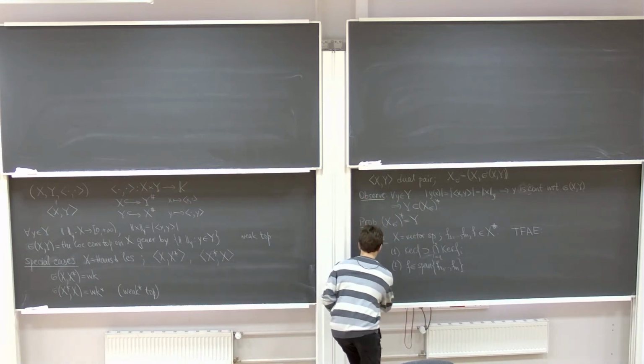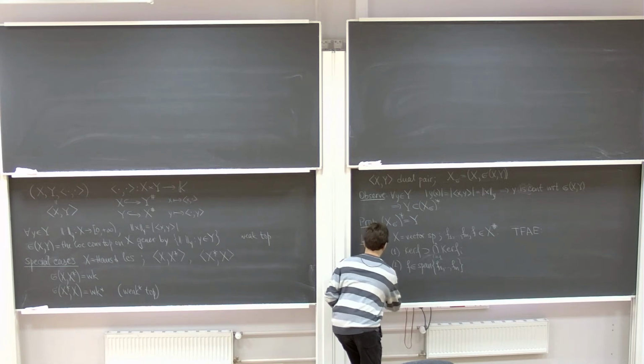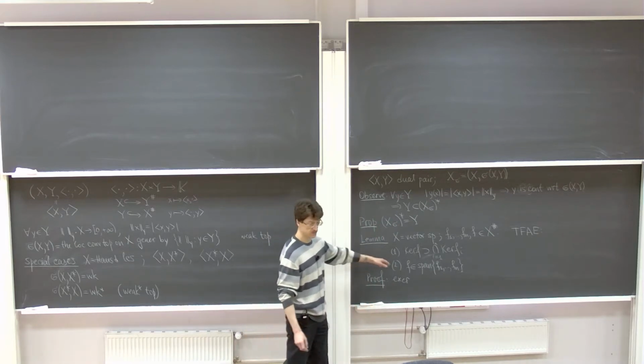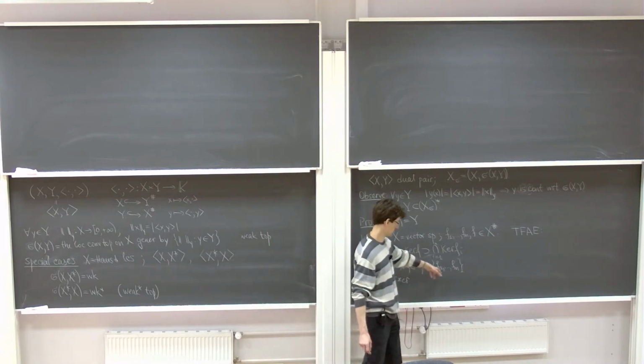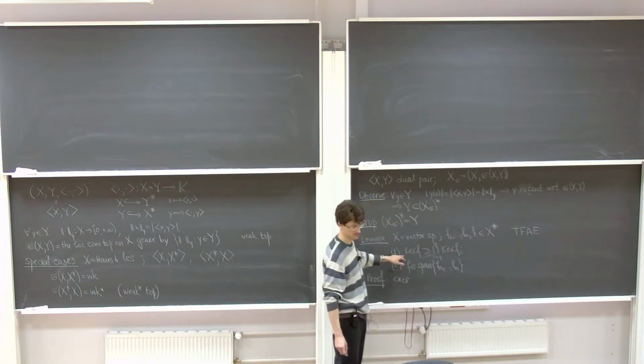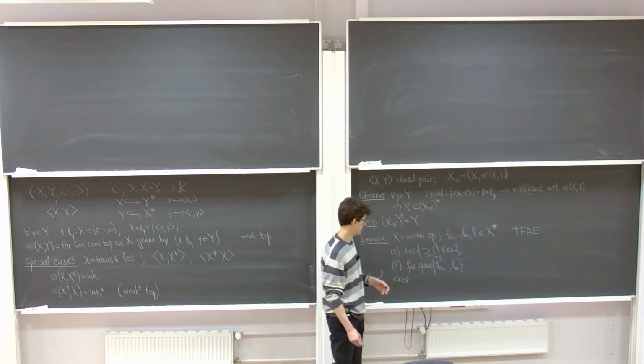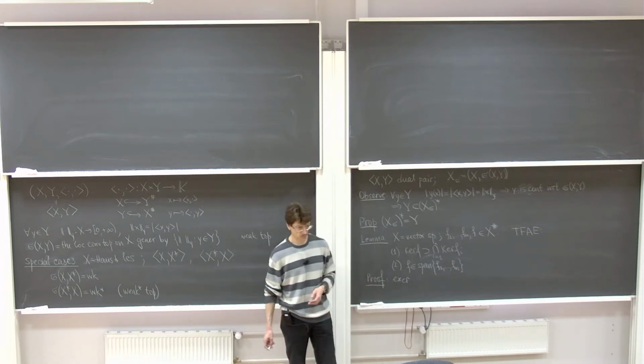The proof is a simple exercise in linear algebra. Of course, it's clear that 2 implies 1. If F is a linear combination of these functionals, then we have this inclusion. But the converse is also true, and it's quite easy to show by considering suitable quotients of X.